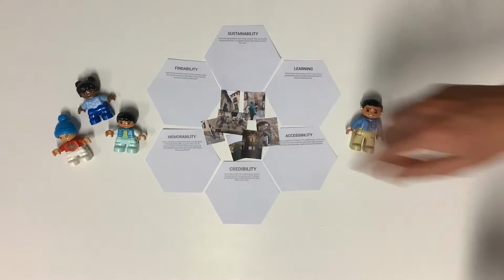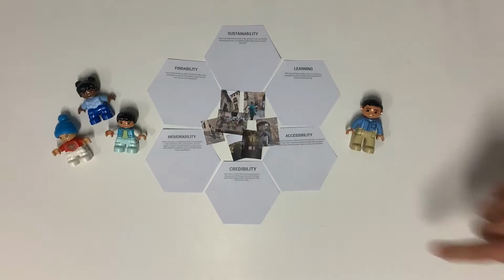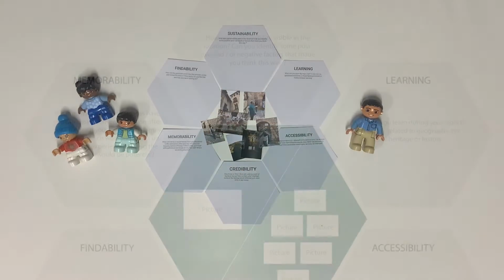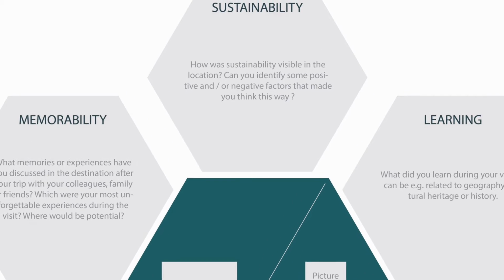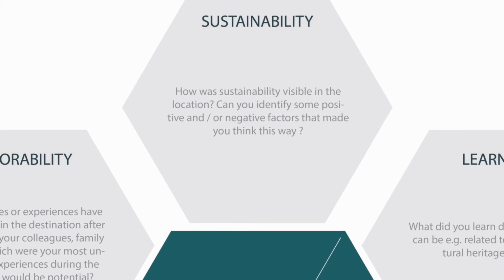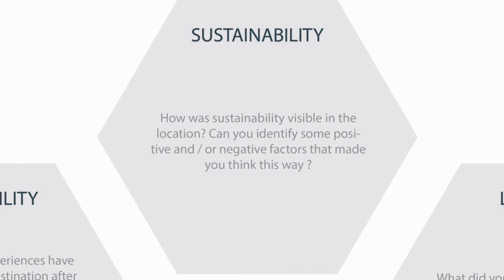First, allow some time for the participants to go through the pictures and recollect the trip. Then go through the 6 themes in the honeycomb. Sustainability highlights how sustainability was seen at the location. Can you identify some positive or negative factors that made you think this way?